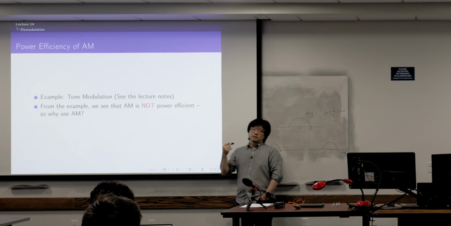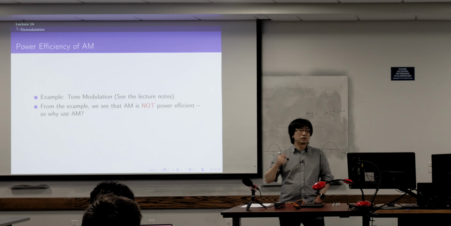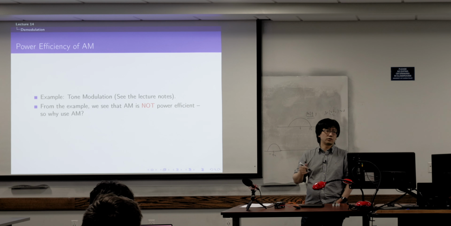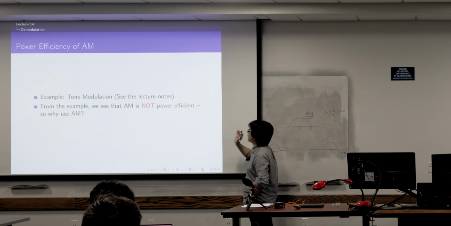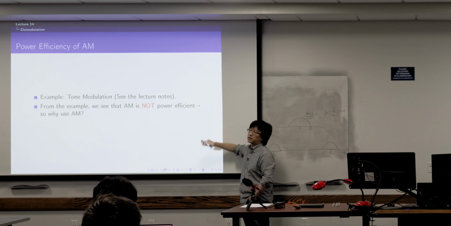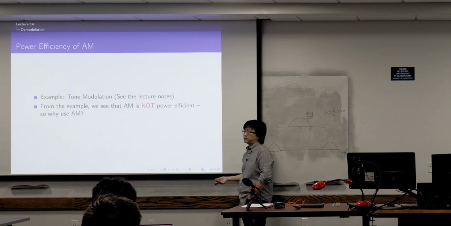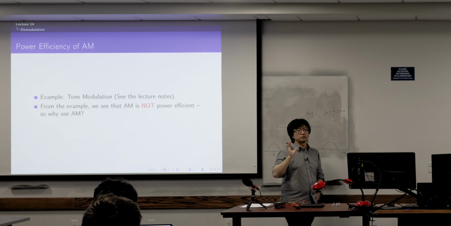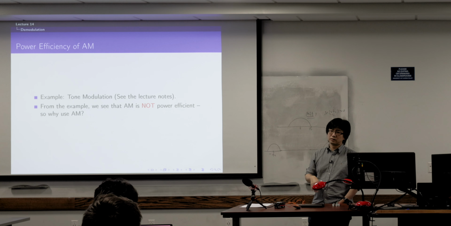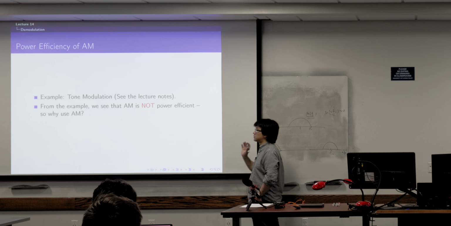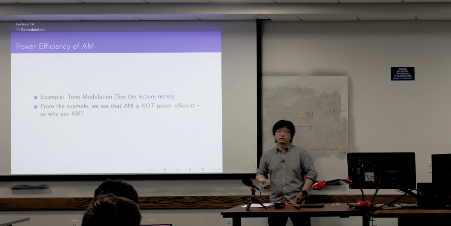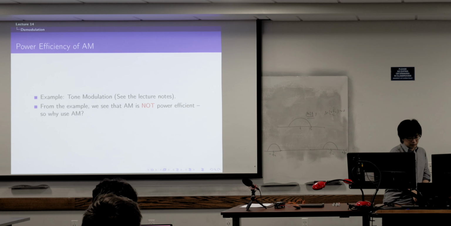Then we gave an example of tone modulation, and from the example we can see that the best power efficiency for tone modulation is 1/3, 33.3%, which is very bad. Then we raise a question: if that is bad, why do we want to use this? Why don't we use AM? Because the power efficiency is so bad, most of the power is used to transmit the carrier. But we claim that although the power efficiency is bad, the demodulation is much easier to do, and that's the reason we use it.